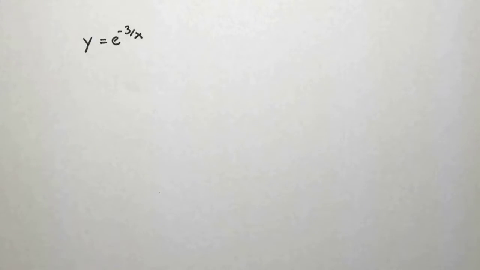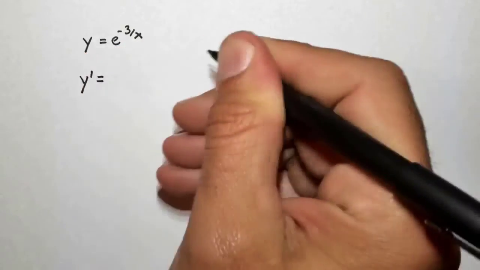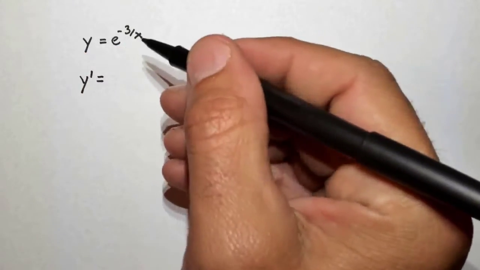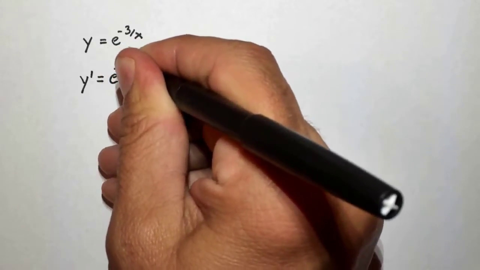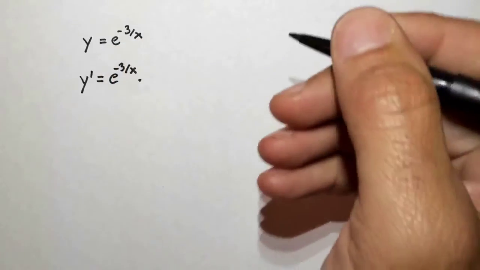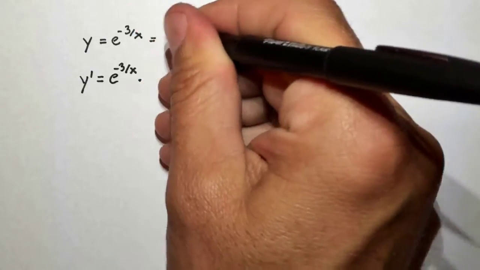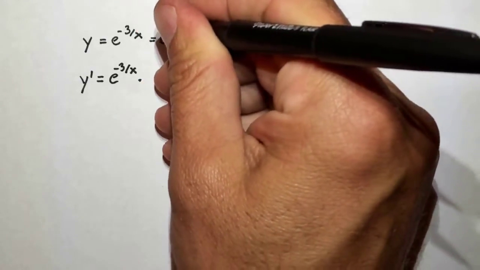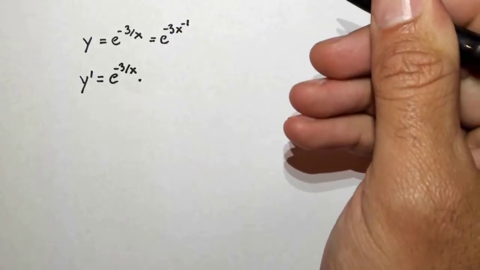Now let us examine this particular function using both the first and the second derivative. The first derivative is going to be the derivative of e, which is just e, so it's e to the negative 3 divided by x, but we have to multiply by the derivative of the inside function. Now, just to make it a little bit easier for you, we have e to the negative 3 x to the negative 1, if you want to write it like that.